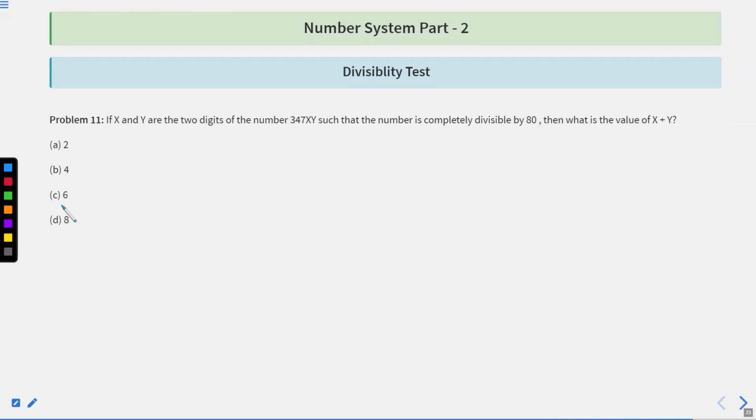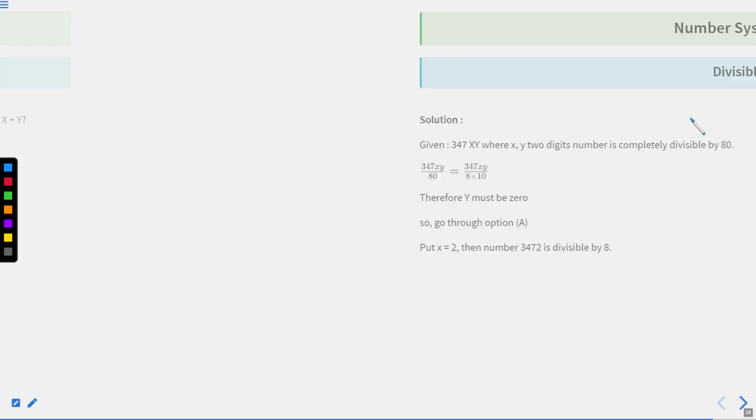So let us now see problem number 11. If x and y are two digits of the 5-digit number 4347xy, such that the number is completely divisible by 80, then what is the value of x plus y? So here we have a number that is completely divisible by 80, and we are interested in calculating the value of x plus y.